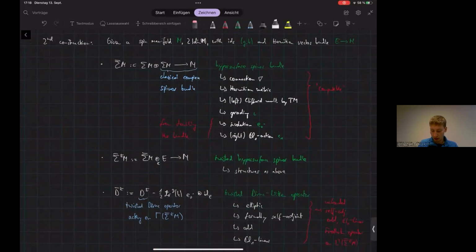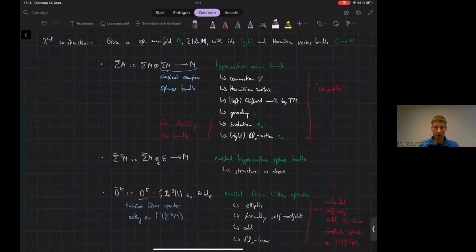Until now, I didn't use all of the structure. I didn't use this K, for instance. I didn't use the emission vector bundle. This is about to come now. The emission vector bundle is used as follows. We twist the whole thing by E, and we get a twisted hypersurface spinor bundle.